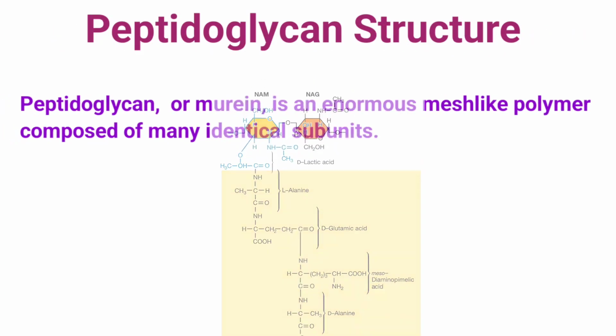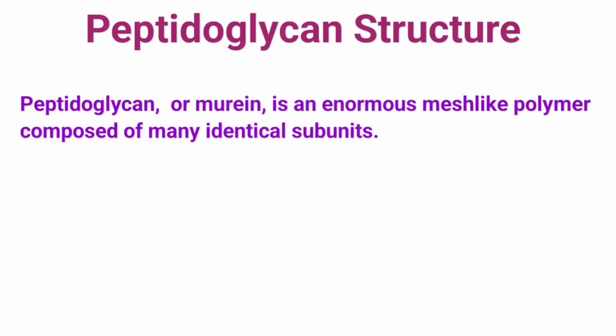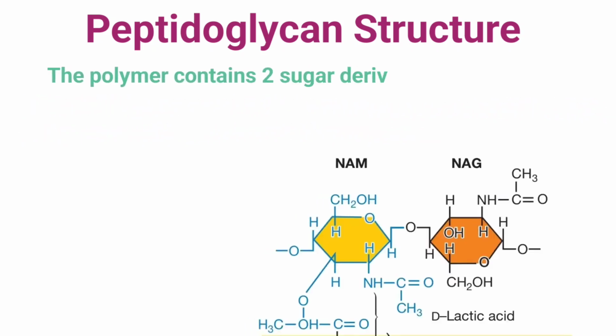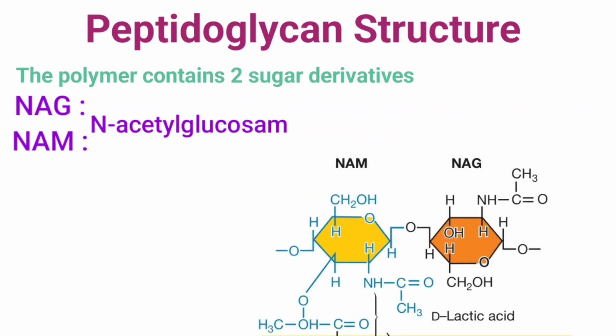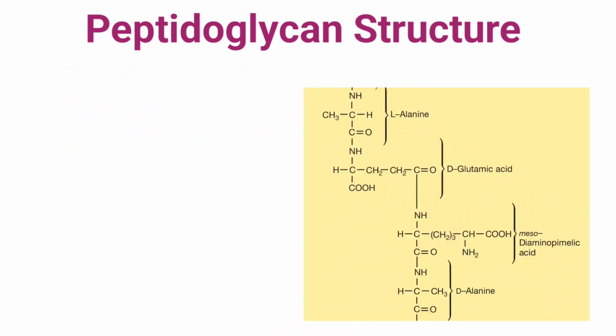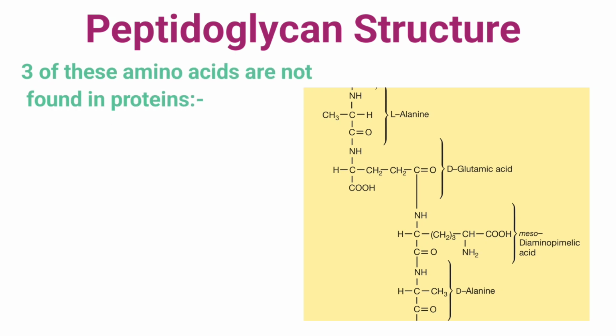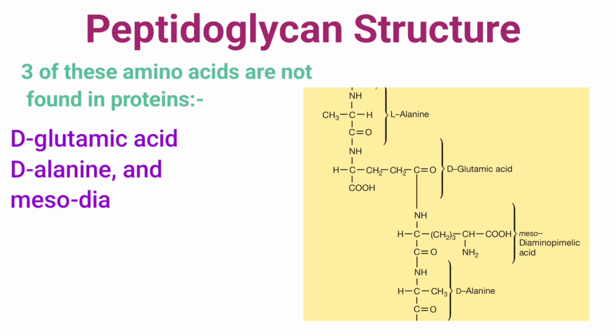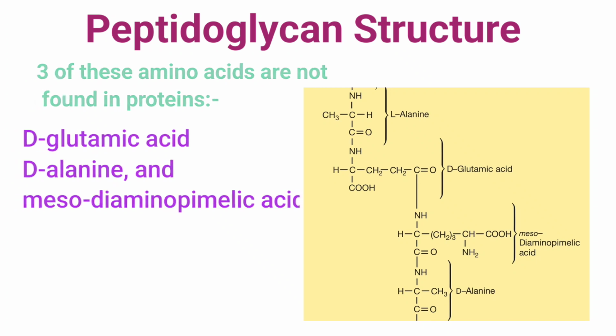Coming to the peptidoglycan structure. Peptidoglycan or murein is an enormous mesh-like polymer composed of many identical subunits. The polymer contains two sugar derivatives, N-acetylglucosamine and N-acetylmuramic acid, and several different amino acids. Three of these amino acids are not found in proteins, that is, D-glutamic acid, D-alanine, and meso-diaminopimelic acid.